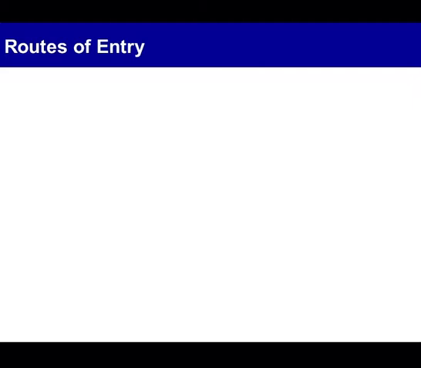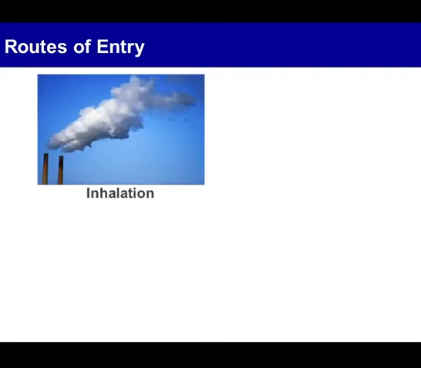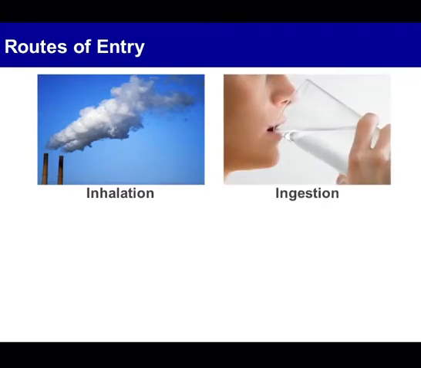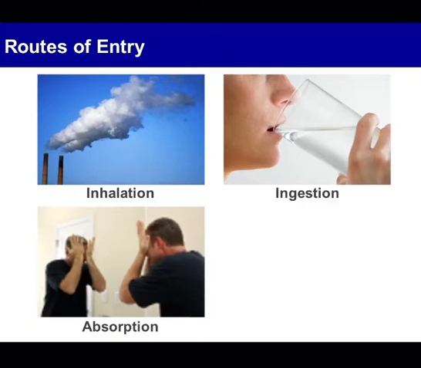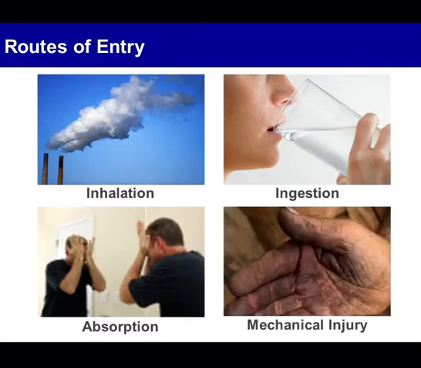Routes of entry describe the way the hazardous chemical enters the body. There are 3 primary routes by which chemicals can enter the body. They are 1. Inhalation or through breathing, 2. Ingestion through eating or swallowing, and 3. absorption through the skin or eyes. Injection is another route of entry for chemicals, which while rare in the workplace can occur through mechanical injury, such as being punctured by a sharp object.